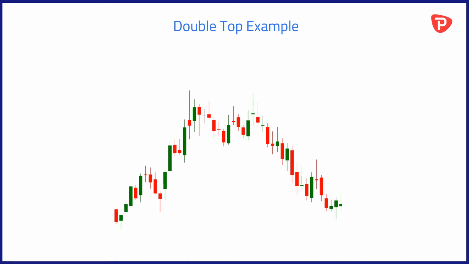We can see that there is an uptrend in motion with a series of higher highs and higher lows. You can see that two peaks form at the top of the trend with close to equal highs. Once this happens, it is easy to identify where the neckline is, and that is where the double top can be validated.